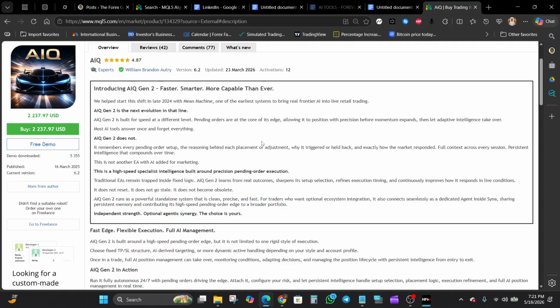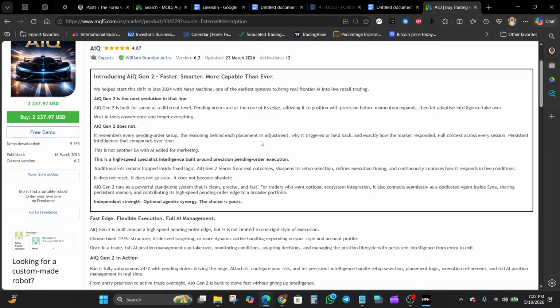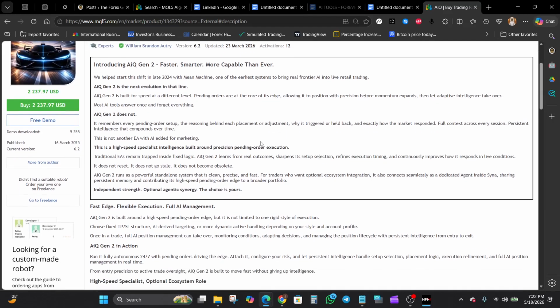One of the key points highlighted on the page is the idea of persistent memory. The EA is described as being able to remember previous setups, how they were placed, and how the market reacted to them, then using that information to refine future decisions over time. So the focus here is less on static rules and more on evolving behavior based on outcomes.